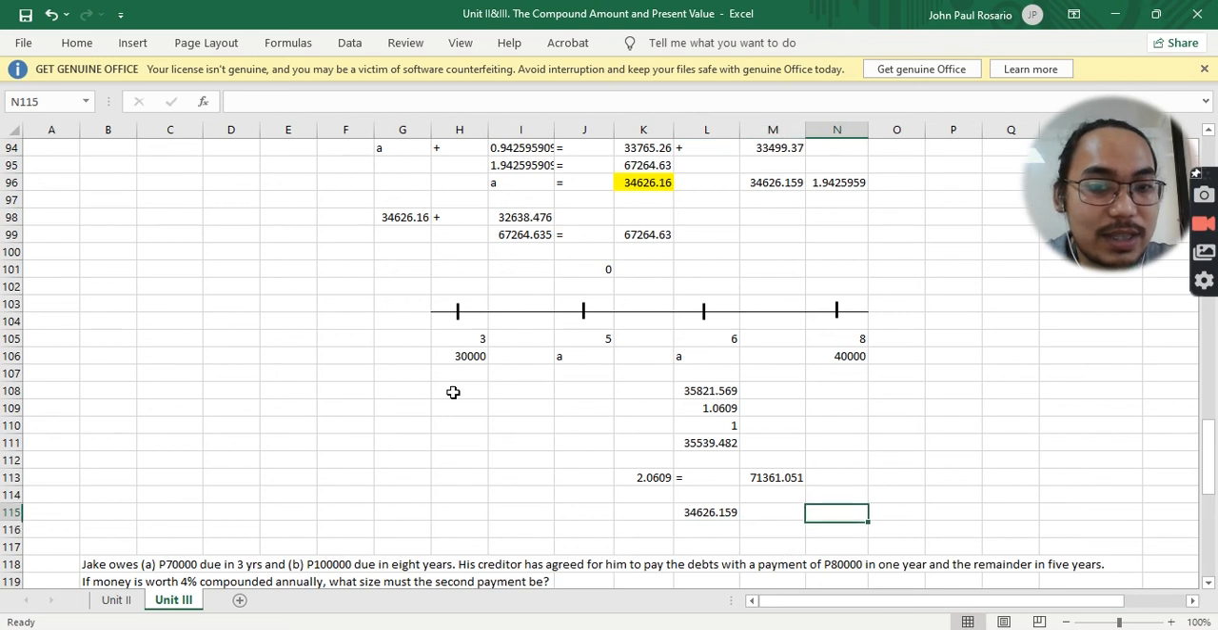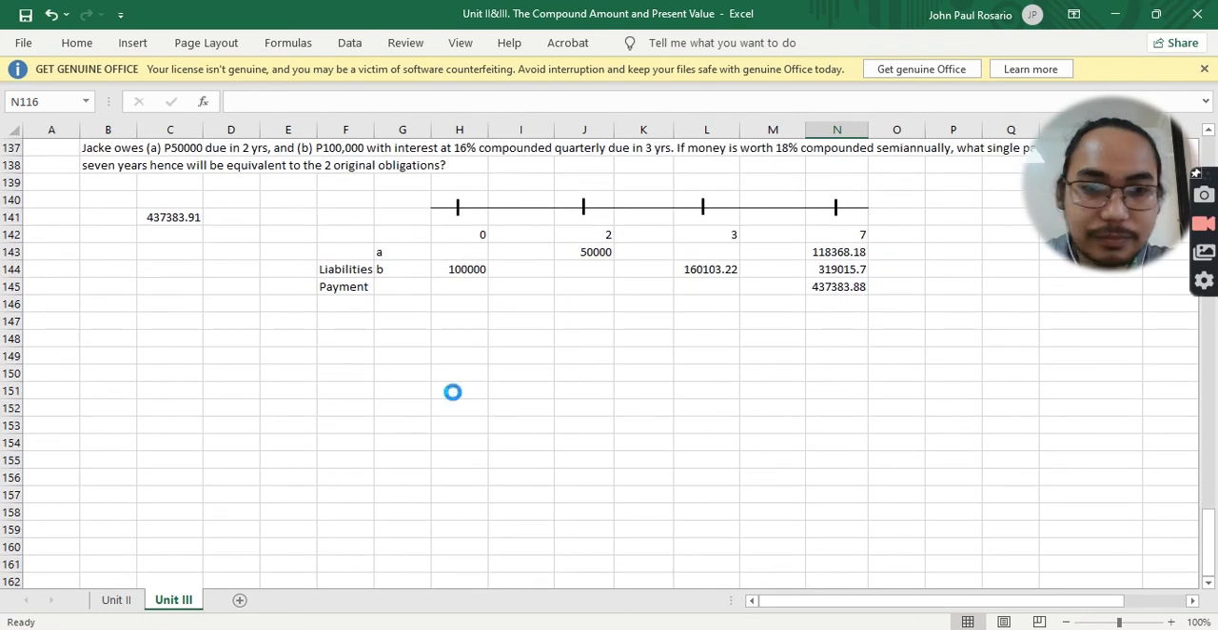3466.16, which is the same as what we have gotten here. So if we deduct this from this, it should give us 0. So no matter which time period you would be looking at, you will still arrive at the same answer. The reason for that is because we are calculating using their equivalent values. So we are now comparing apples to apples.